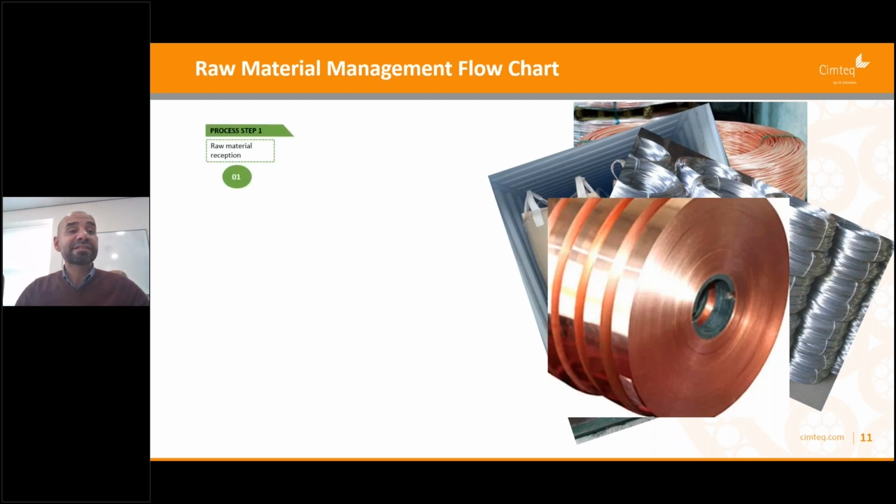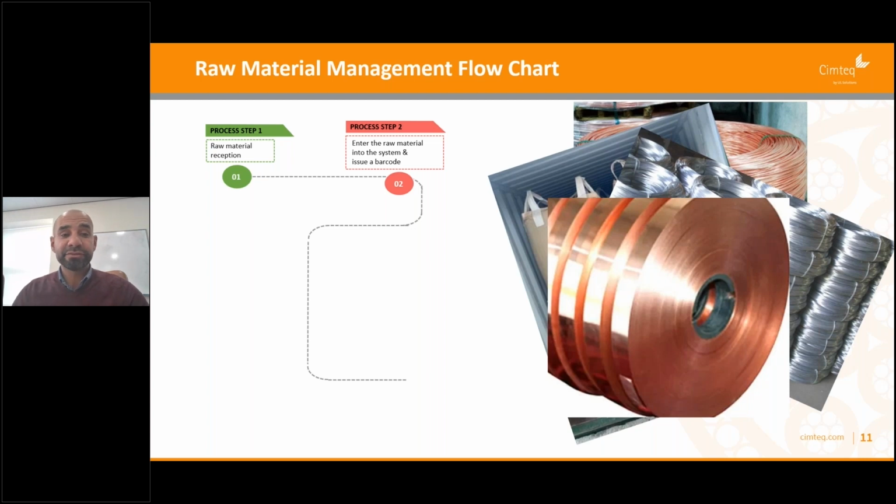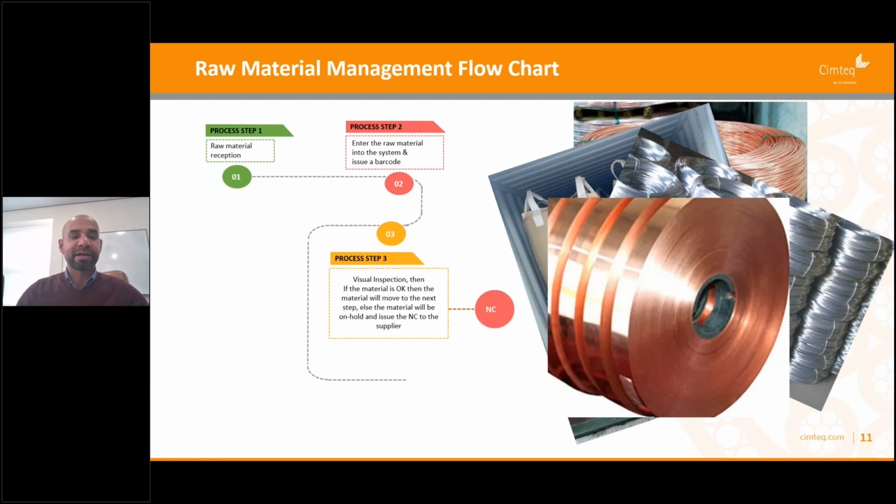If we take it from the first step, for the raw material reception, the system will support you to welcome the new raw material, and then to enter the raw material in the system by scanning or by issuing the barcode. Then the visual inspection will be led by quality or the operator, and the system will control this point. The things passed will go straight away to the shop floor, and for the things not passed, you will issue the non-conformity and communicate it to your client.